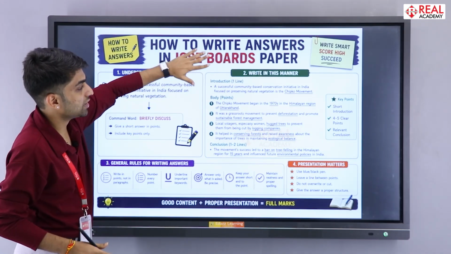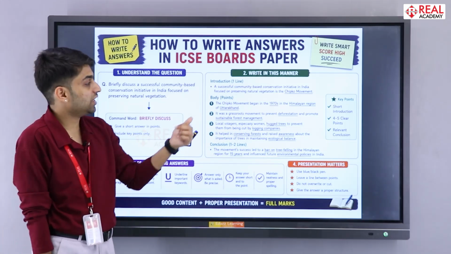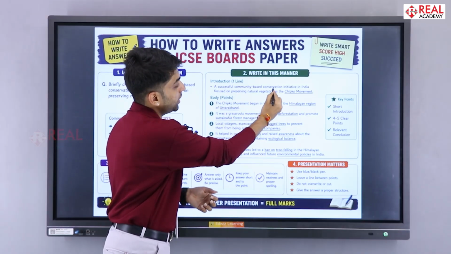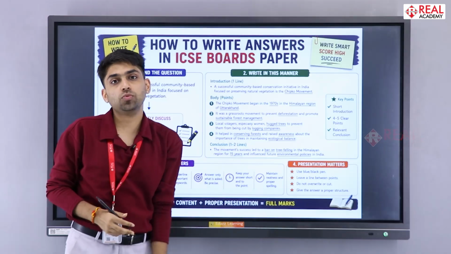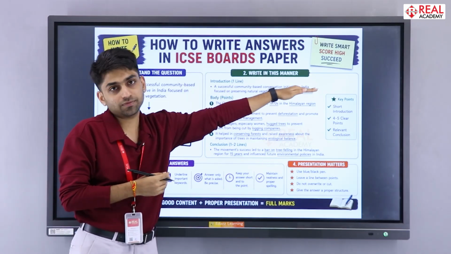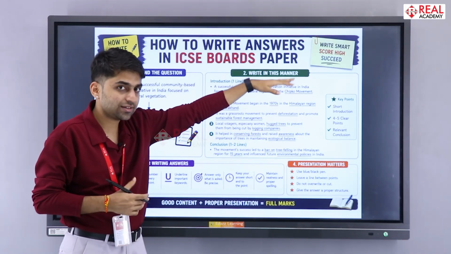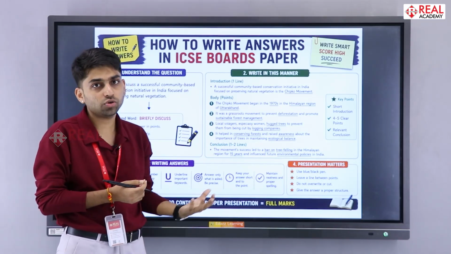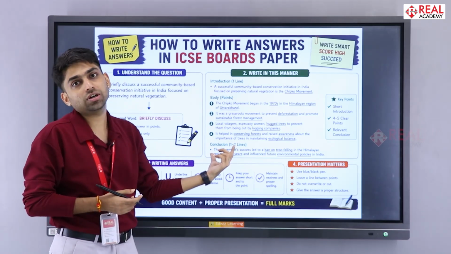Write in this manner. For example, your answer should start with an introduction. Your answer always needs to start with an introduction. So first, how will you introduce it? A successful community-based conservation initiative in India focused on preserving natural vegetation is the Chipko movement. Here you can see that the student has underlined Chipko movement because it's the keyword there. So whenever you underline this, the person who is checking your paper will think about your efficiency and may give you good marks.